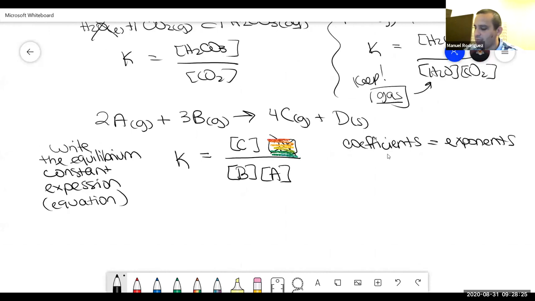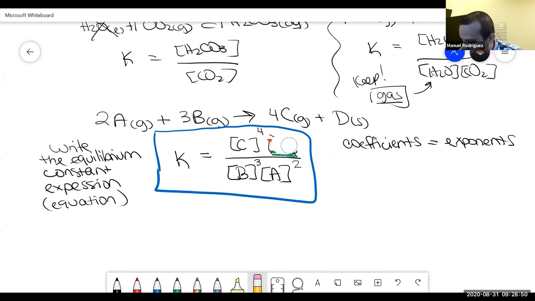In this case, A has a coefficient of 2, which means it's going to be A squared. B has a coefficient of 3, so it will be cubed. And then C is going to be to the 4th power because you have a coefficient of 4. So my actual equilibrium expression will be that. And I'm going to erase this to make it less confusing.